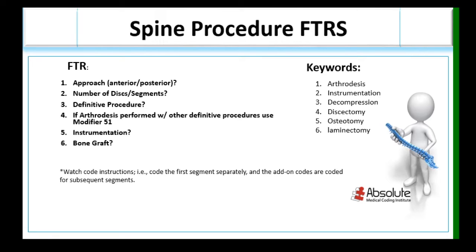In some of the procedures, you will see that it says code the first segment separately. So code the first one separately and then follow the instructions for the subsequent codes. And sometimes you're going to see those add-on codes too. And when you see those add-on codes, don't append modifier 51. And also instrumentation and bone grafts. These are add-on codes. Well, most of them are. And if it is an add-on code, do not use modifier 51. That's a general coding guideline that I pretty much think you've got nailed.